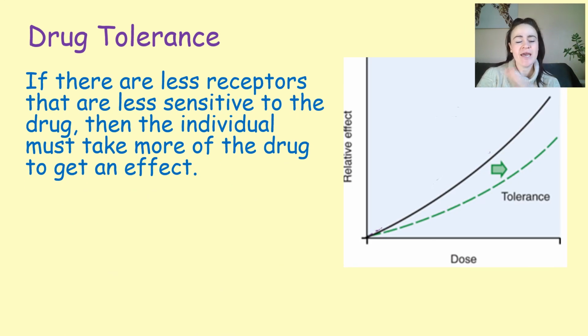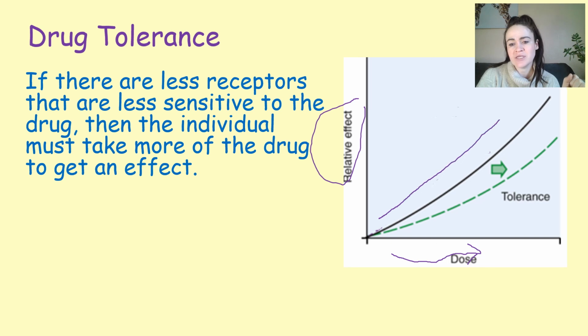Because if you've got less receptors to a neurotransmitter, and these receptors are less sensitive to the drug, then that means that the individual is going to have to take more and more of the drug to actually get the effect. Okay, so if we look at this graph, we've got relative effect up the side, and we've got increasing dose here. Now, before you're tolerant of the drug, you're looking at the black line. So as concentration increases, effect increases. When you become tolerant of a drug, you still get the same relationship as concentration increases, effect increases, but the relative effect will decrease.